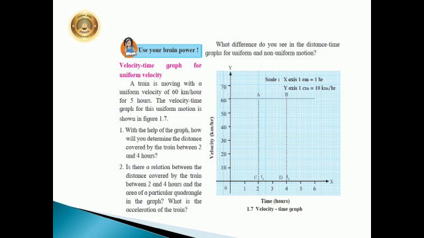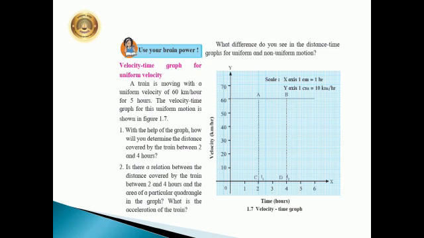Time is plotted on the x-axis. On the y-axis, velocity is plotted. Velocity is measured in km per hour. Time is measured in hours. Now with the help of the graph, how will you determine the distance covered by the train between 2 hours to 4 hours? Means how much distance was covered between 2 hours and 4 hours. This is your first question for homework.